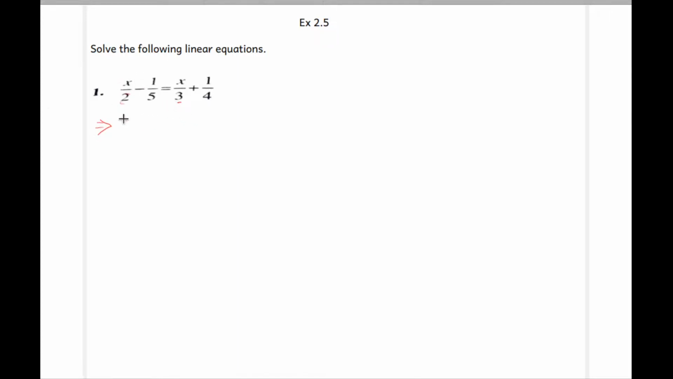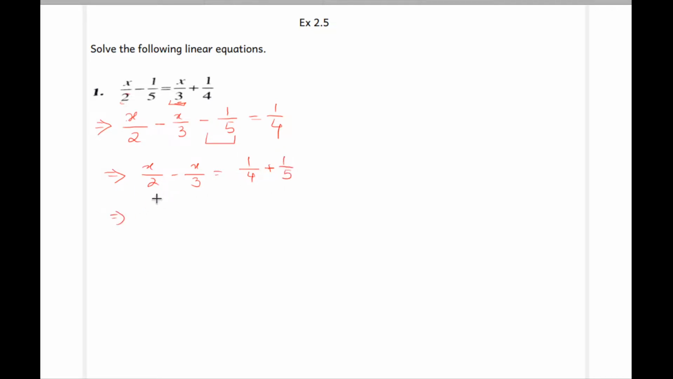So the first one is x/2. Now we want to bring the variables together, so on the other side of the equal sign we have x/3, and as it is a positive number, it will become negative when we change its side, and the other terms we will keep as it is. So this implies x/2 - x/3, and this number we will take to the other side of the equal sign. As it is a negative number, it will become plus 1/5.